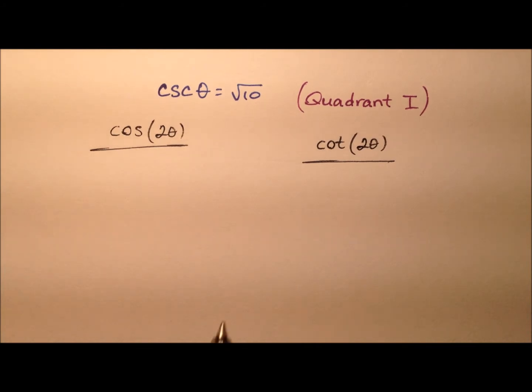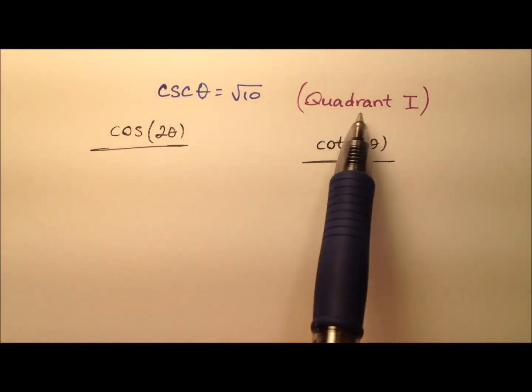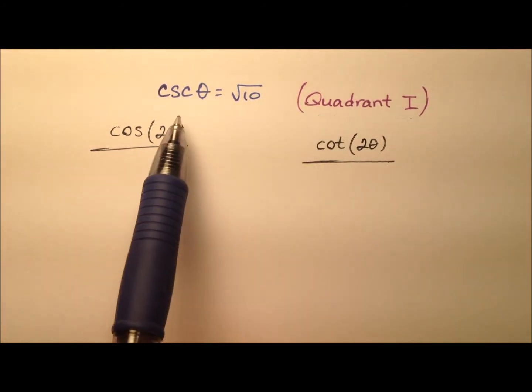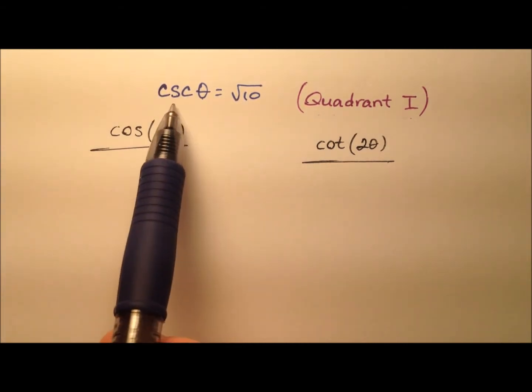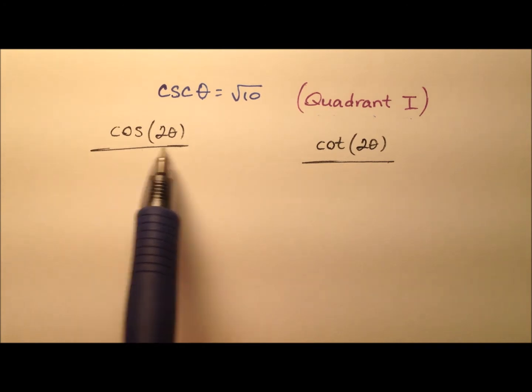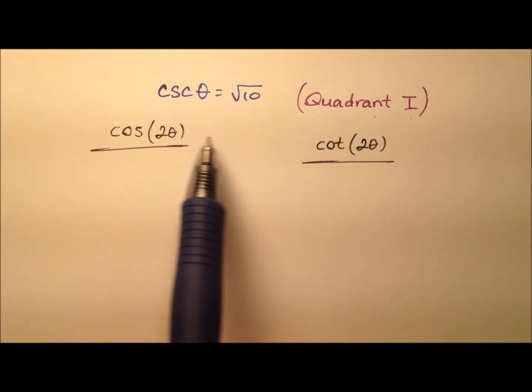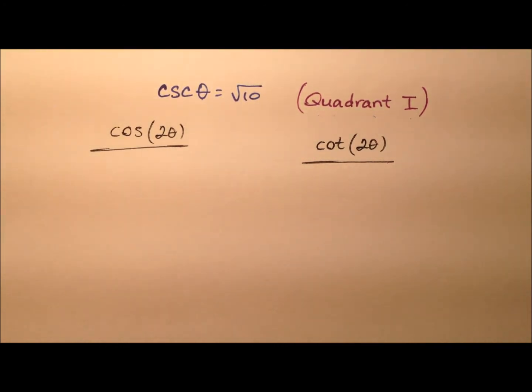In this example, we have an angle theta, which is going to reside in the first quadrant, and we know that the cosecant of theta is going to be the square root of 10. So based on this information, we're going to be looking for these two values, cosine of 2 theta and cotangent of 2 theta. If you'd like to try these first, go ahead and pause the video and do so, and then come on back and we'll work them together.